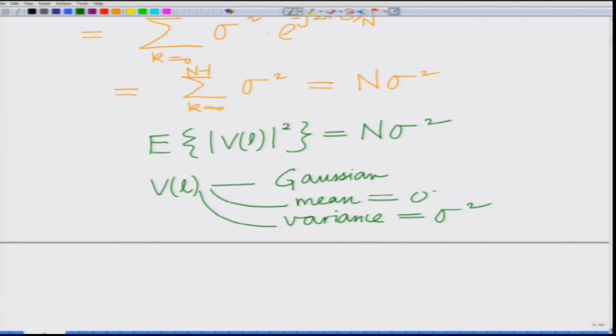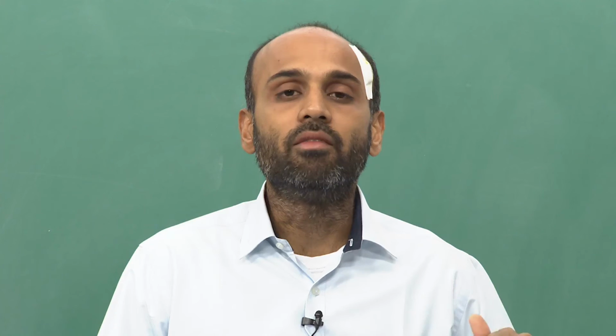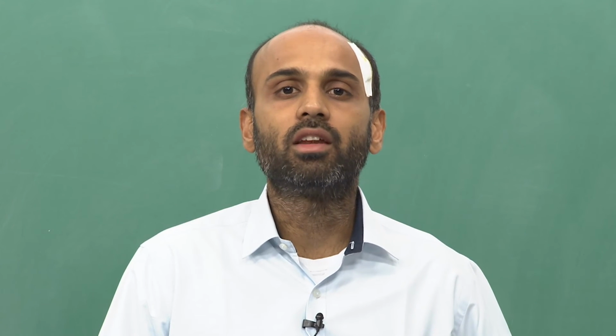So, we have characterized the properties of this noise VL, where remember, this is the noise coefficient across the subgroup. Remember, we need these properties in order to find the LMMSE estimate, because the LMMSE estimate depends on knowing the mean and the variance of the noise.